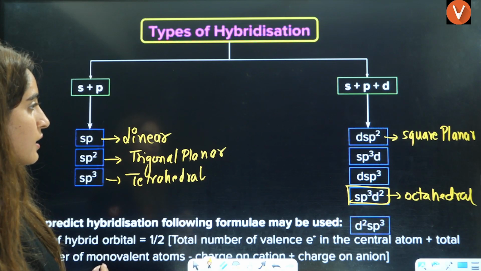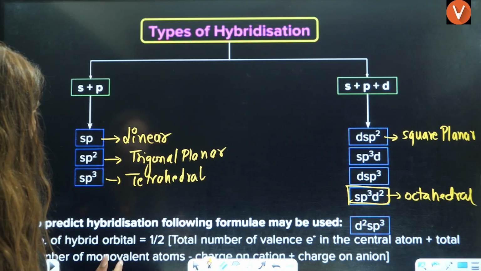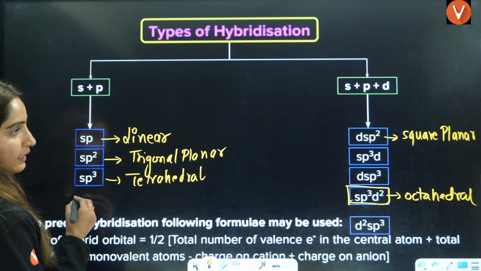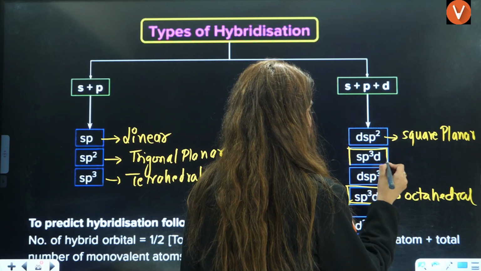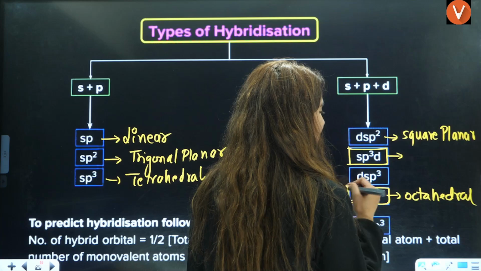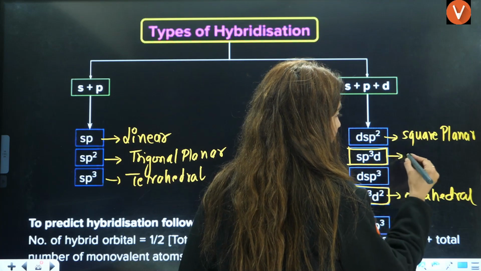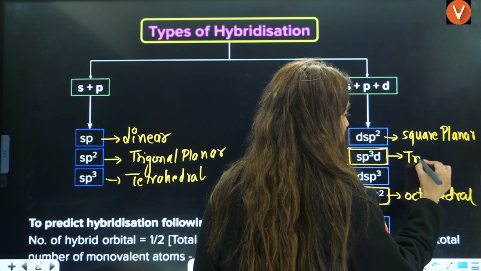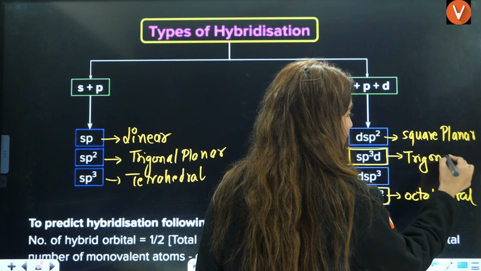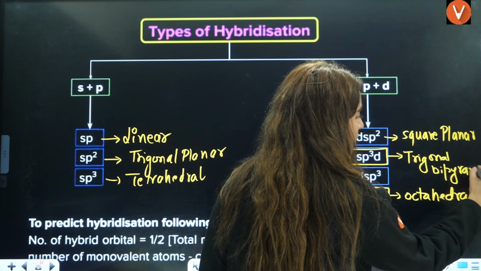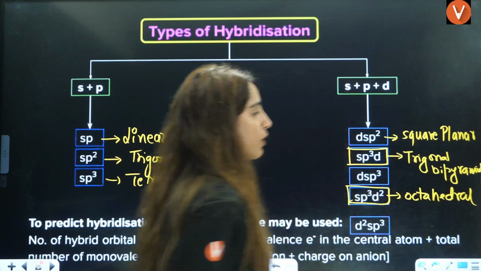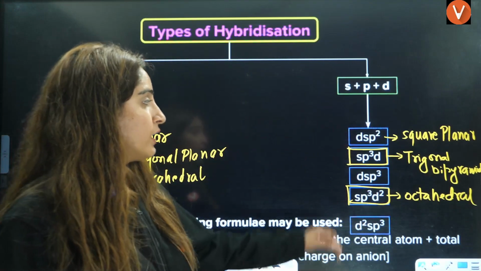Now, sp3d2. I have not written sp3d. Oh, sp3d is here, right? Okay, I'll just write it here. sp3d, you can write here, it is trigonal bipyramidal. I thought it was sp2d, right?